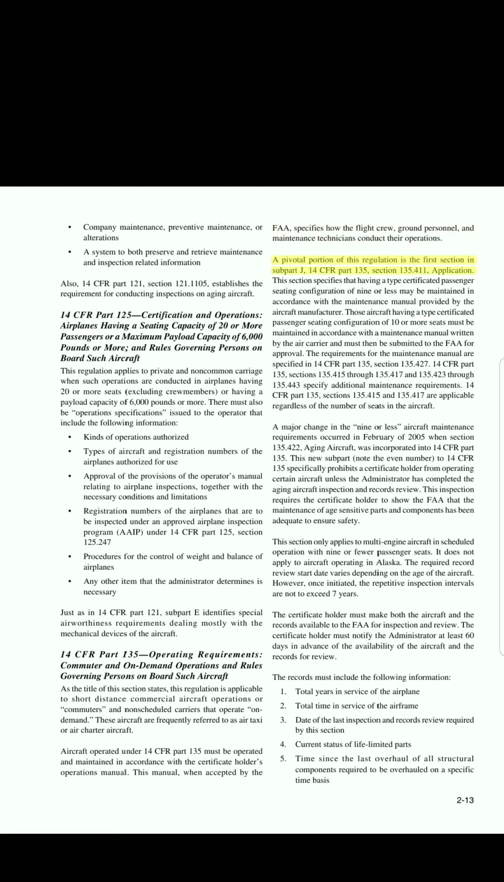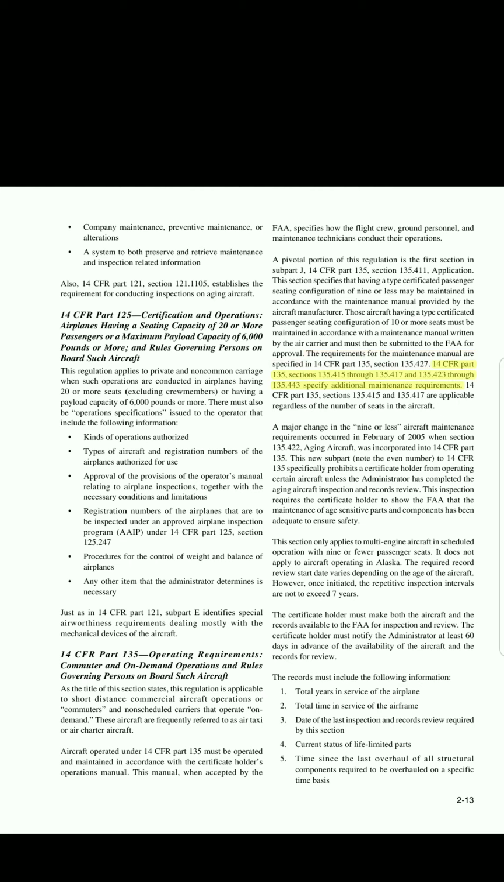A pivotal portion of this regulation is the first section in Subpart J, 14 CFR Part 135, Section 135.411, Application. This section specifies that aircraft having a type certificated passenger seating configuration of 9 or less may be maintained in accordance with the maintenance manual provided by the aircraft manufacturer. Those aircraft having a type certificated passenger seating configuration of 10 or more seats must be maintained in accordance with the maintenance manual written by the air carrier and must then be submitted to the FAA for approval. The requirements for the maintenance manual are specified in 14 CFR Part 135, Section 135.427.